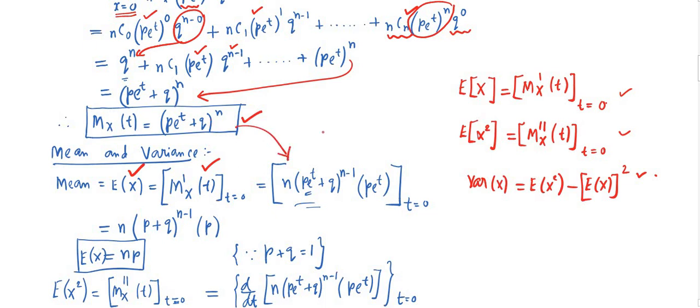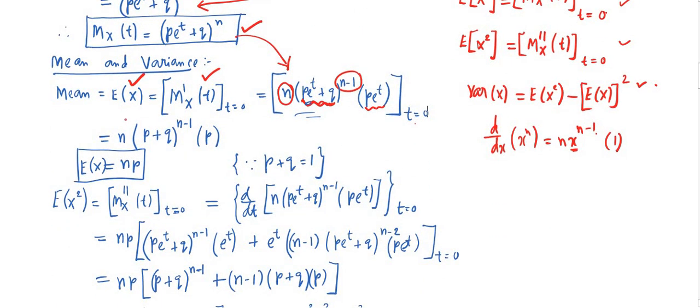It looks like differentiation of x^n. We know that d by dx of x^n is n x^(n-1). In the same way, here n (p e^t + q)^(n-1) into the differentiation of the inside with respect to t, which is p e^t at t equal to 0. So when you replace t equal to 0, you will get E of x equal to np. That is the mean value of binomial distribution.